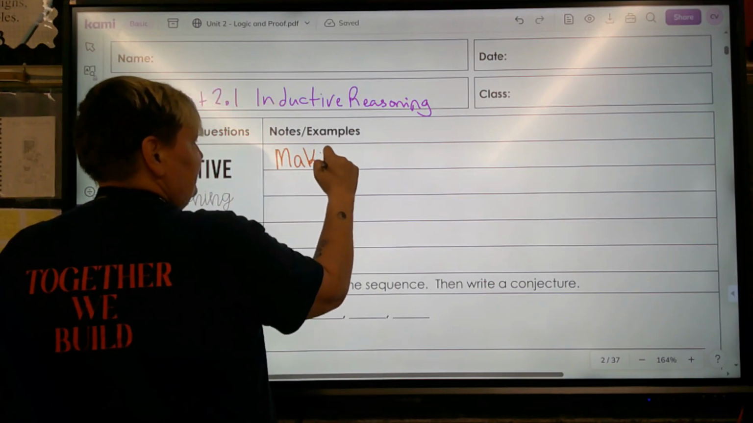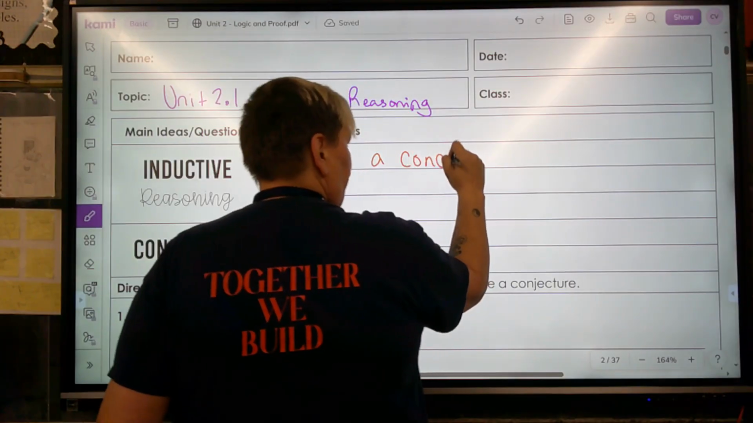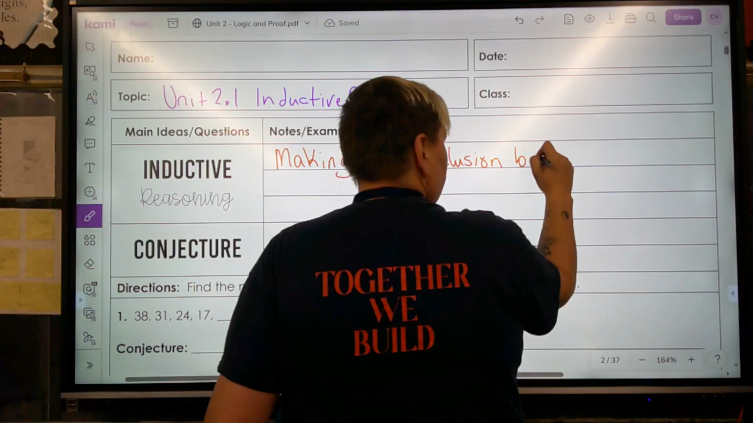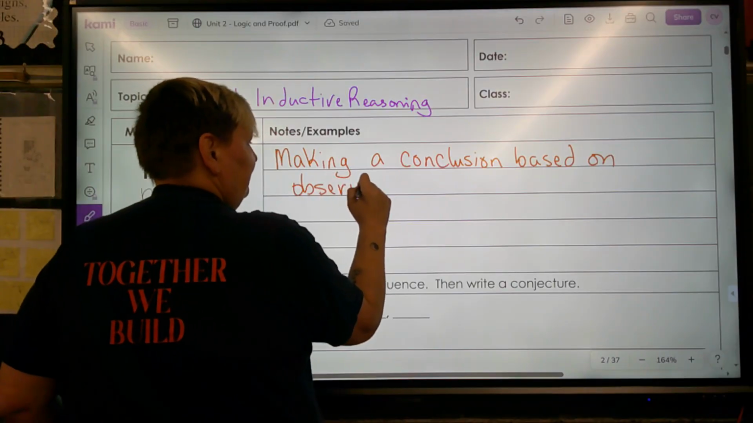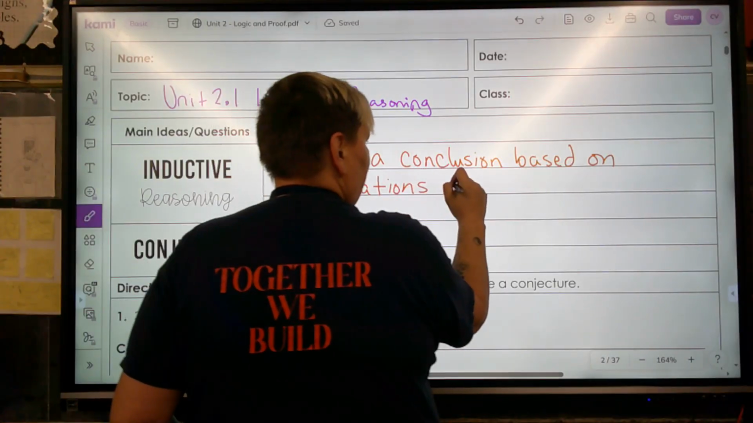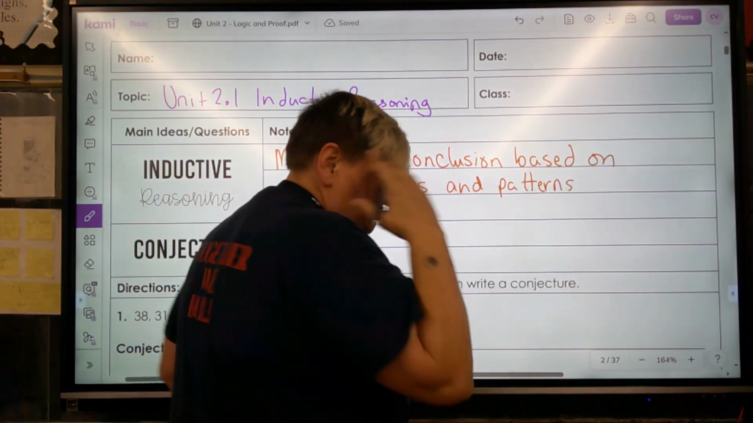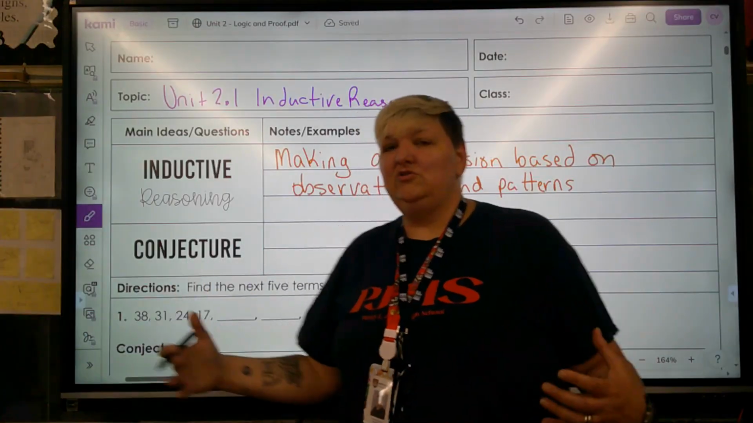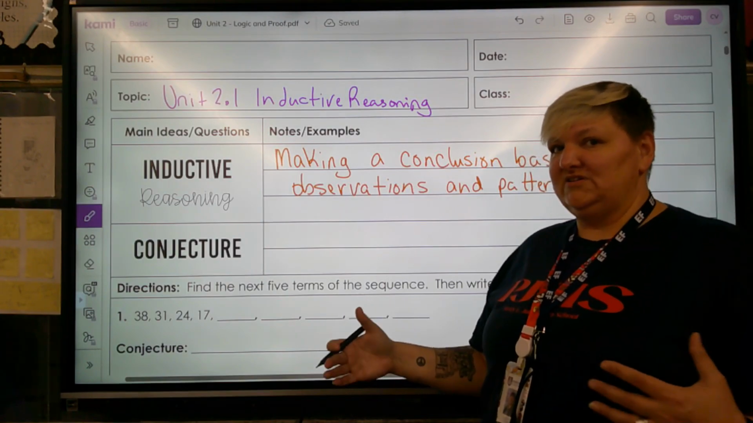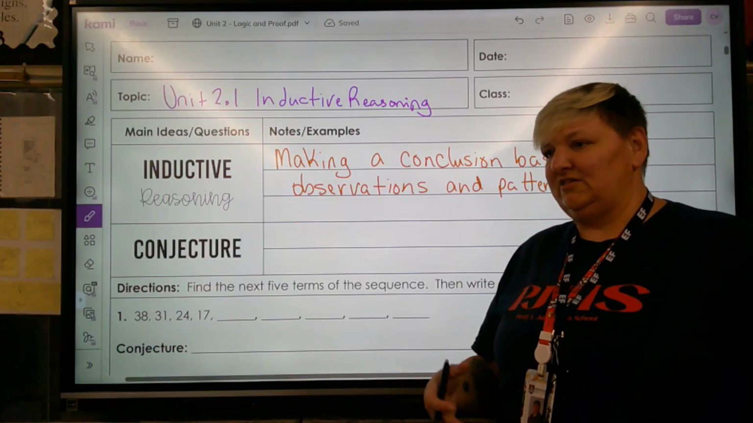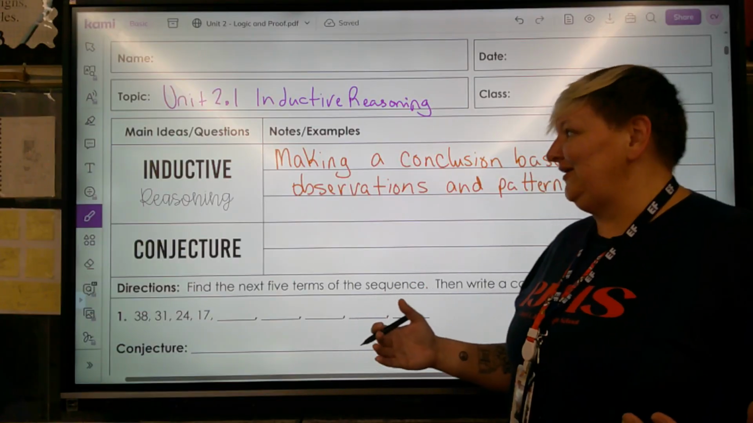So 2.1 is inductive reasoning, making a conclusion based on observations and patterns. All right, we observe the world around us. We figure out the patterns, even if it's unconsciously, and then we use this to make life decisions. Right? We drive on the right side of the road when we're out because that's the pattern. Other people are driving on the right, thus we must drive on the right. That's the pattern, and we use it to keep ourselves alive, right?